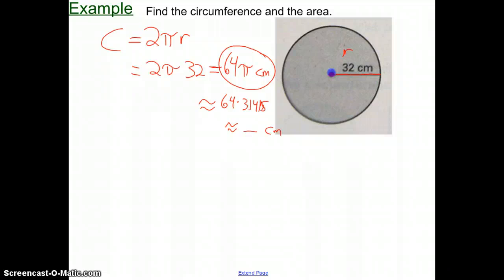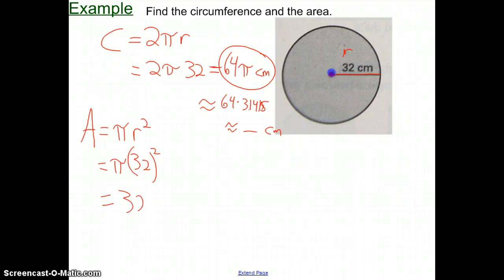The area of a circle is pi times the radius squared. So we have pi times 32 squared. Now you're only squaring the radius. So when you do your order of operations, you're going to do 32 squared, get an answer, and then you're going to multiply by pi.